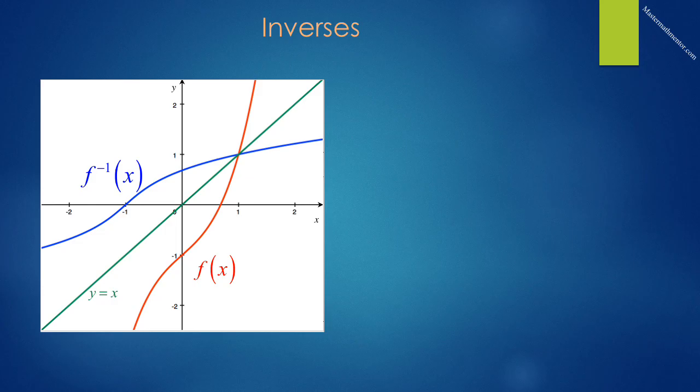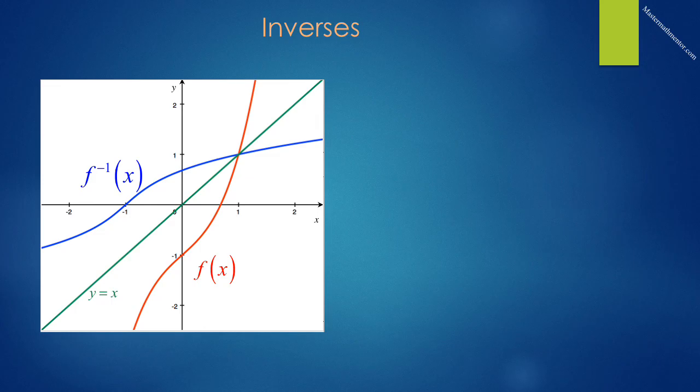The question comes up whether f inverse of x is a function. There are two ways to determine this. First, we can graph f inverse of x and see if it passes the vertical line test. We can see in this example that it does.